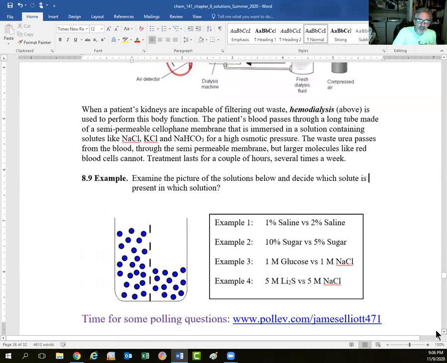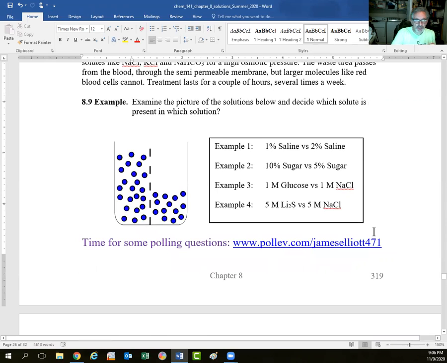Let's finish on a couple of example problems. So examine the picture below. We see there's been some osmotic pressure in a beaker overnight between the 2 solutions separated by a semi-permeable membrane. Which solution is responsible for each side in each of our 4 examples? 1, 2, 3, 4. Take a second and we'll work that out.